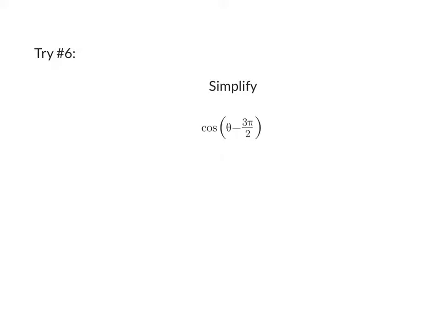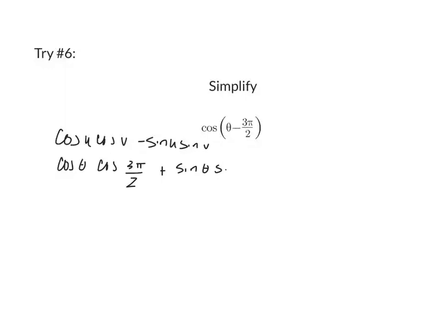We're asked to simplify. Again, cosine's difference formula would be cosine u cosine v minus sine u sine v. Okay, so cosine u would be cosine theta, and then cosine of 3 pi over 2 plus sine of theta, sine of 3 pi over 2.